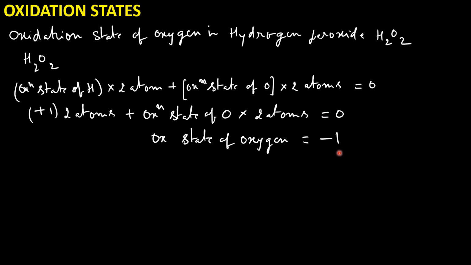In general, in all the substances, the oxidation state of oxygen is minus 2 as it takes 2 electrons from outside since it is a highly electronegative atom. So this is an exception.